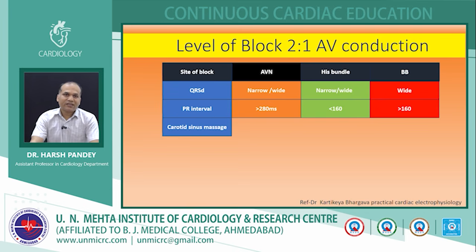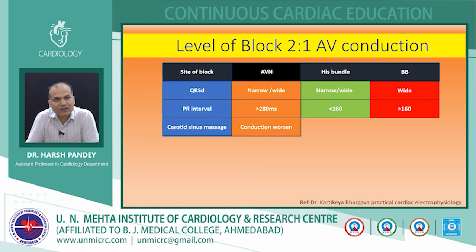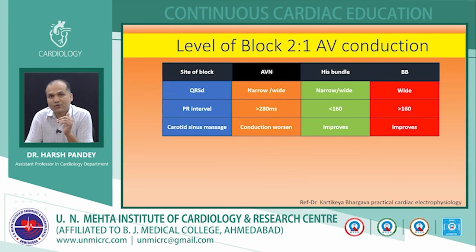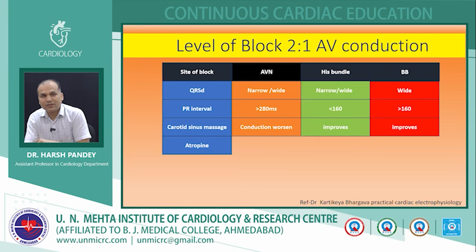In case of carotid sinus massage, when you stimulate the parasympathetic system, it will worsen AV nodal conduction. But because it is worsening AV nodal conduction, not every impulse is being transmitted to the His bundle region. So the His bundle gets better time to recover from refractoriness. So the conduction will improve if the level of block is at the His bundle. The same thing will happen in the bundle branches also.